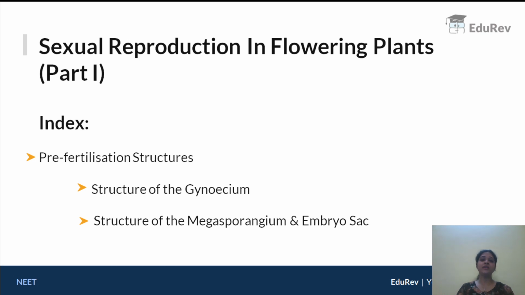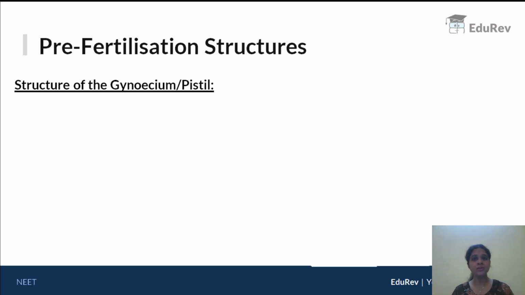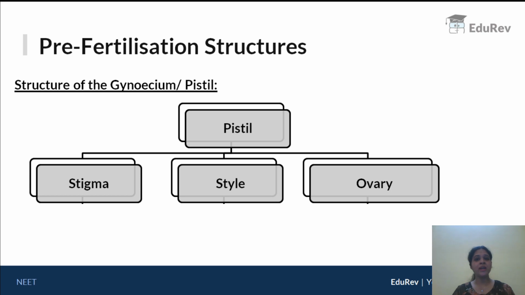So to start off with the pre-fertilization structures, we will start with the structure of the gynoecium. The female reproductive part is called the gynoecium, or alternatively the pistil. Technically, the pistil or gynoecium is made up of three parts. The uppermost portion is the stigma, the style, which is an elongated structure, and finally at the base you have the ovary, which contains the ovules. So that is the major part of the gynoecium.